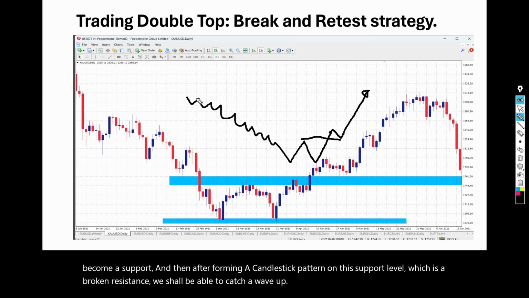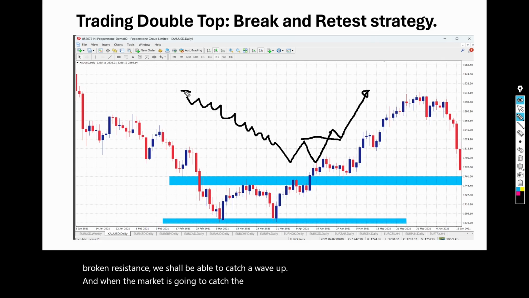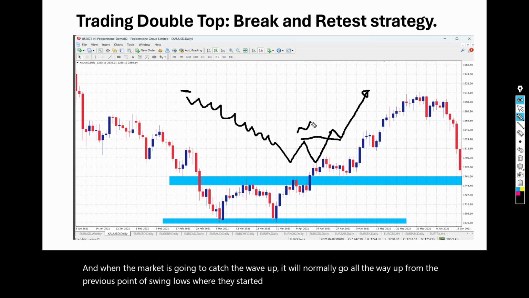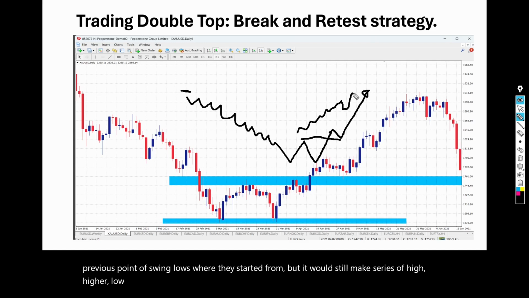And when the market is going to catch the wave up, it will normally go all the way up from the previous point of swing lows where they started from, but it will still make a series of higher highs, higher lows, consolidations like that. So that is how we trade the double bottom.